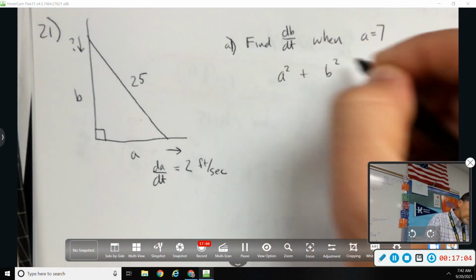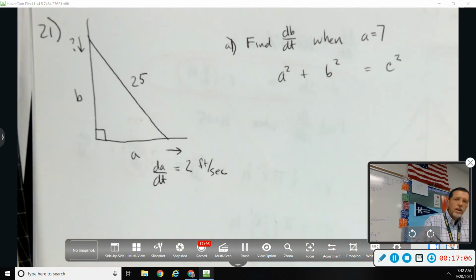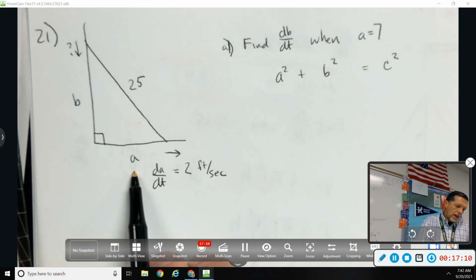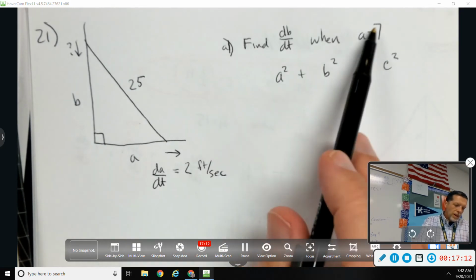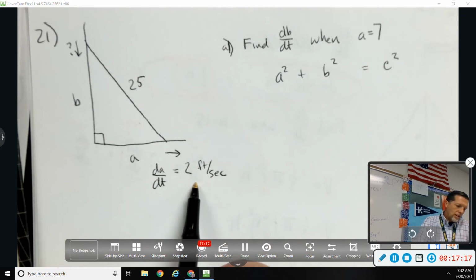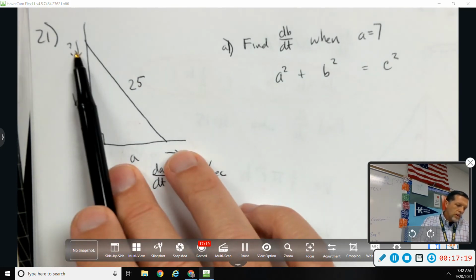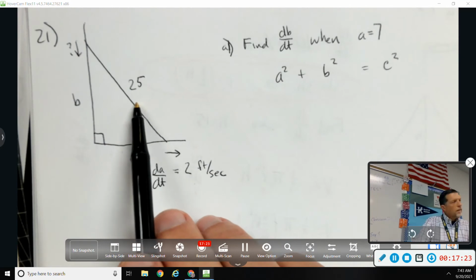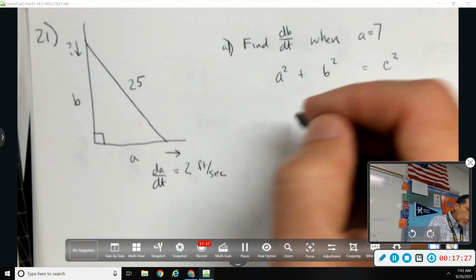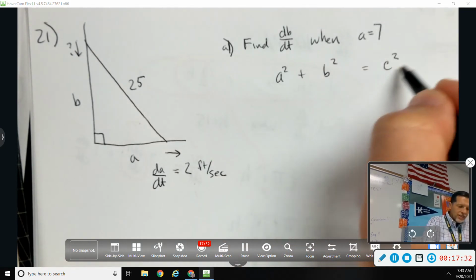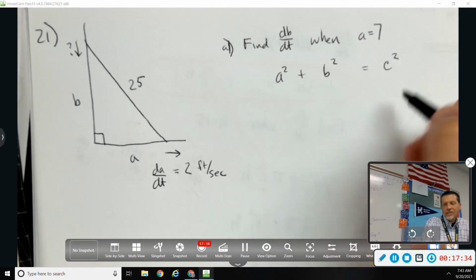A squared plus B squared equals C squared. So I know A. I can know B. I know C. The dB dt is what we're looking for. What's dC dt going to be? 0, because it's constant. So some people will figure that out right here and put a constant in for C, and that way they don't have to take its derivative.